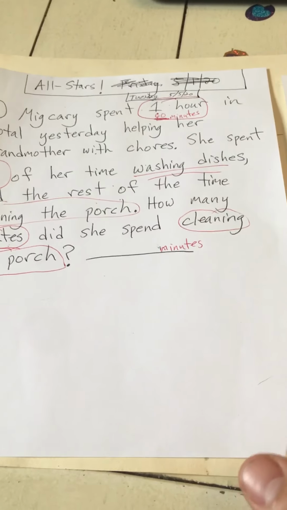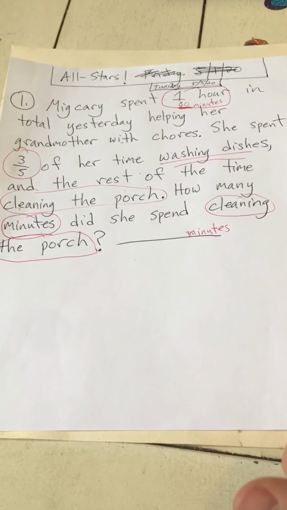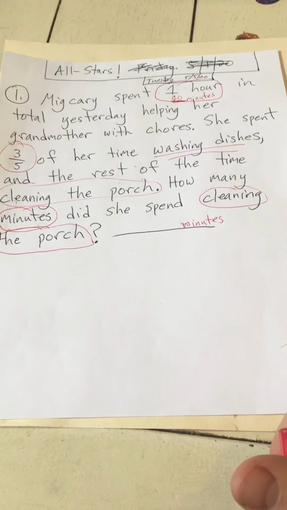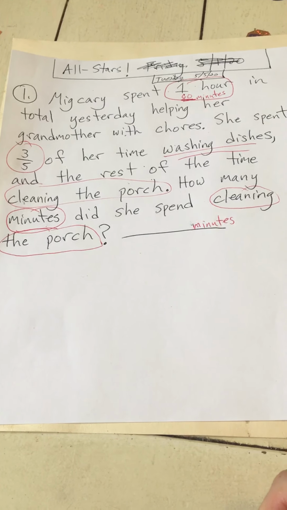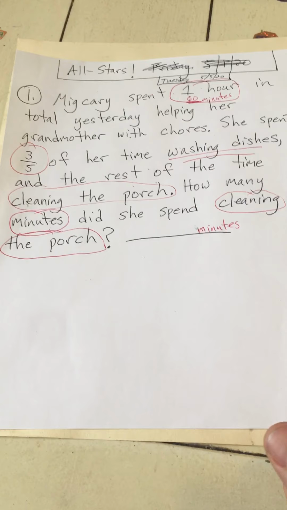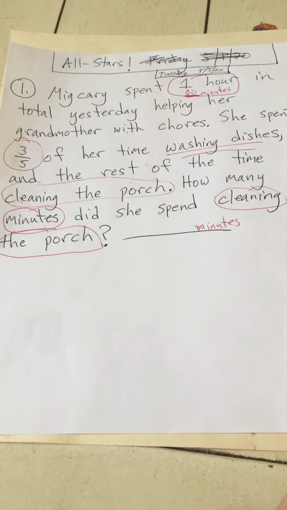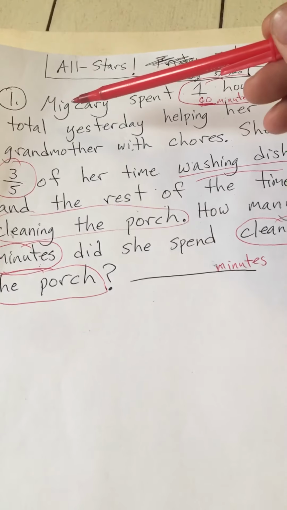Okay, Makari spent 1 hour in total yesterday helping her grandmother with chores. She spent 3/5 of her time washing dishes and the rest of the time cleaning the porch. How many minutes did she spend cleaning the porch? So now I'm going to read it and annotate it.